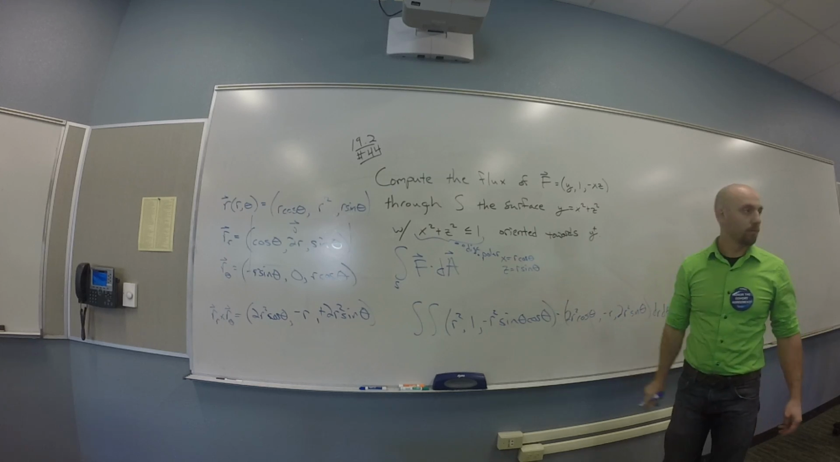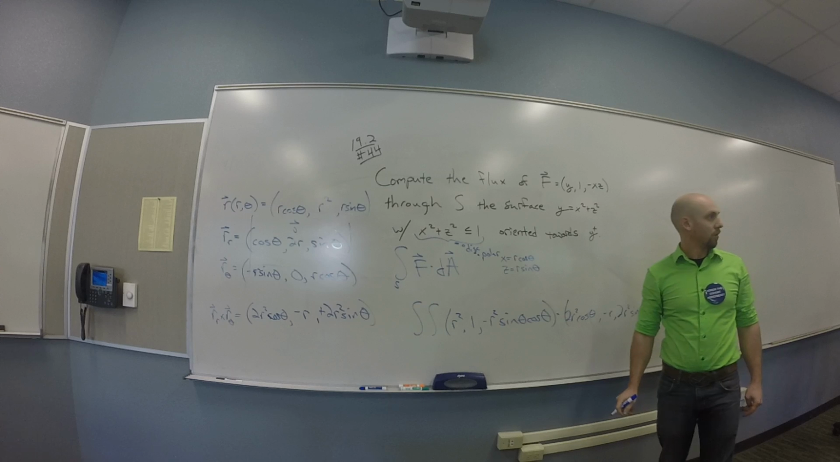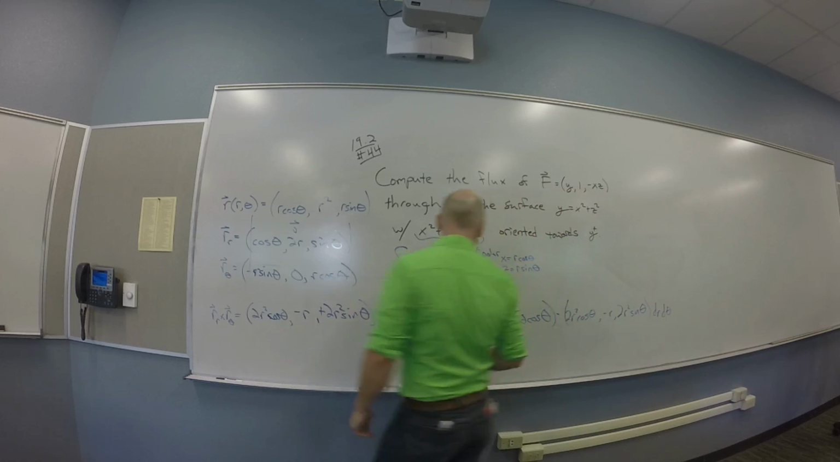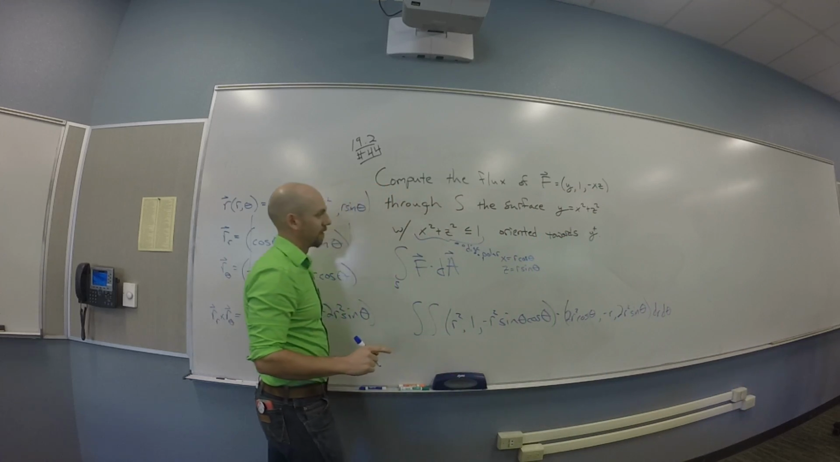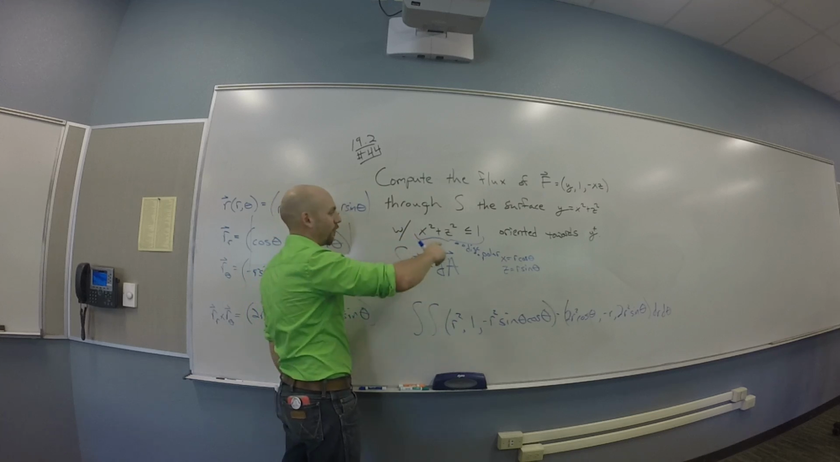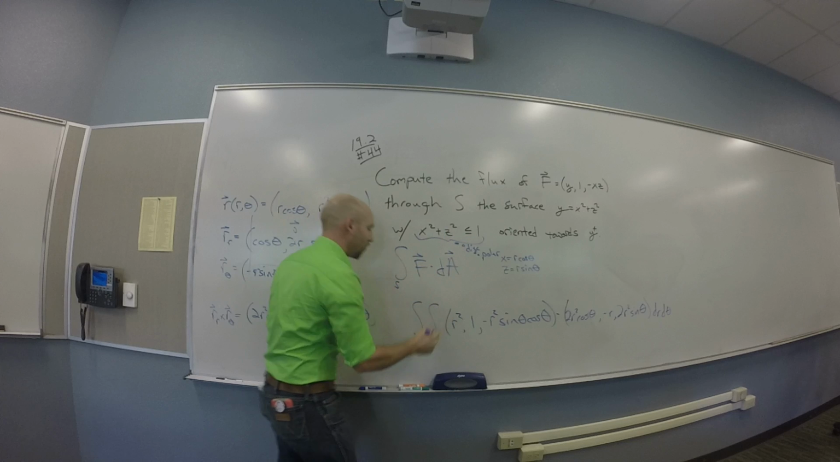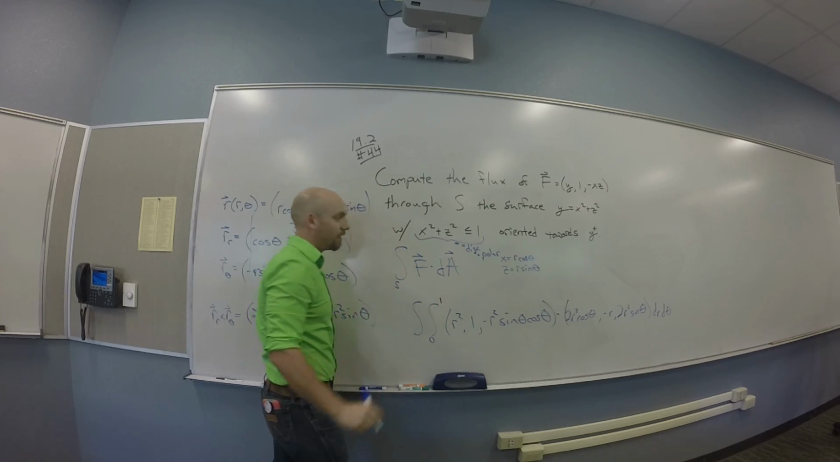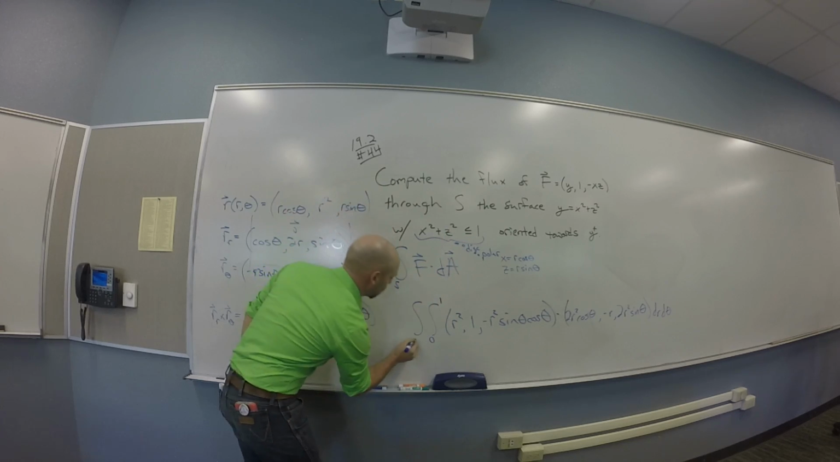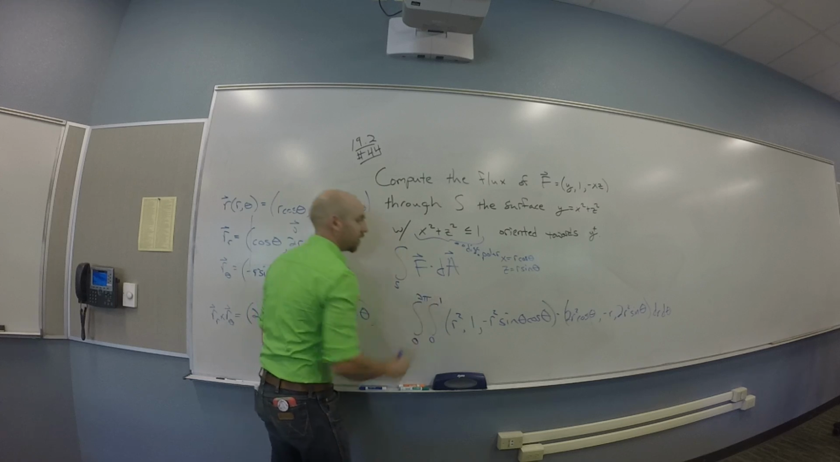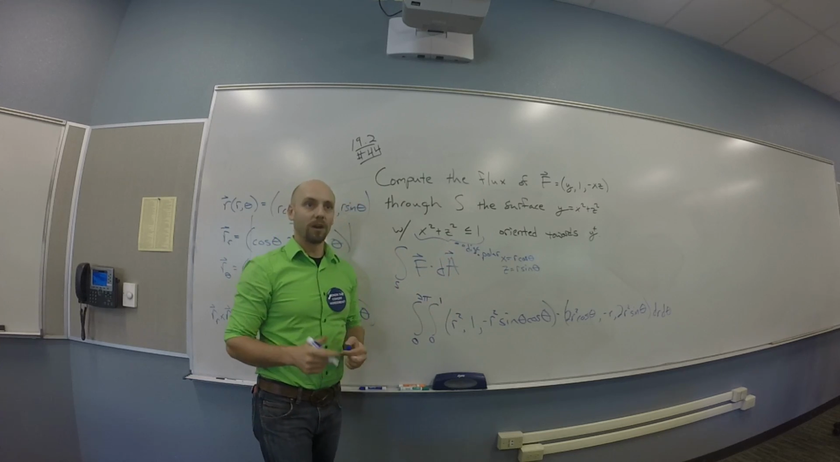What are your bounds? 0 to 1 and 0 to pi? No, is it negative 1 to 1? It's a radius, so it's just 0 to 1. To cover this disk, I need a radius from 0 to 1 and a theta from 0 to 2 pi. And that'll get you a number, but I don't have time for that.